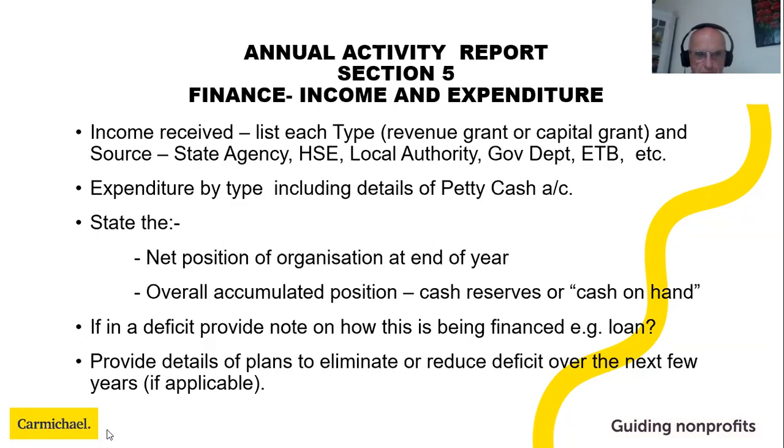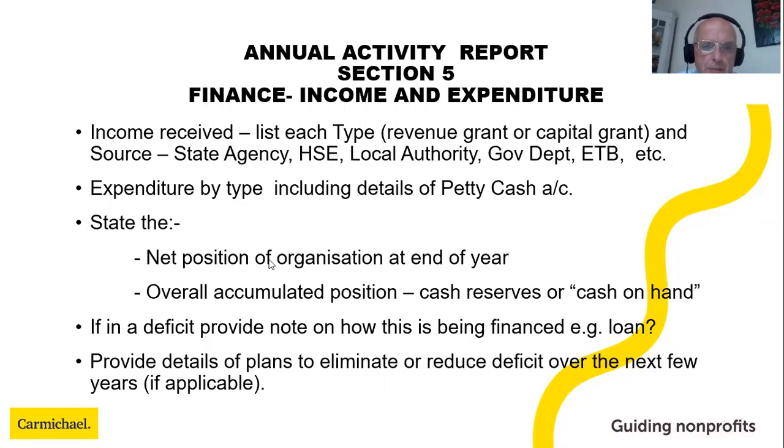Income received. List the type of income. Is it a revenue grant or is it a capital grant? And the source, is it a state agency, the HSE, local authority, government department, the ETB, etc. The expenditure by type, including details of the petty cash. All the expenditures should be listed, including details of your petty cash account.